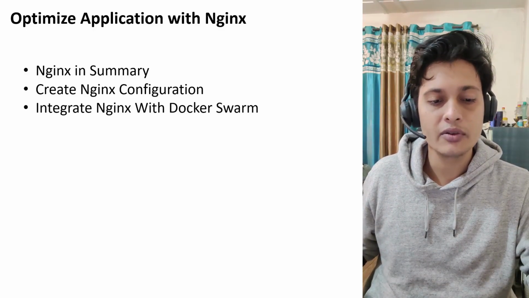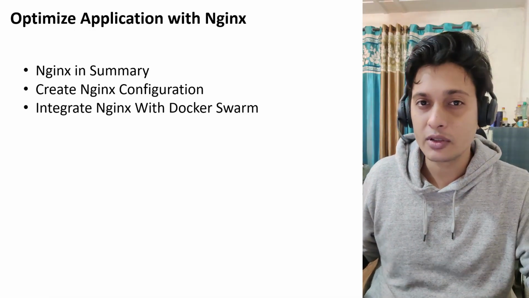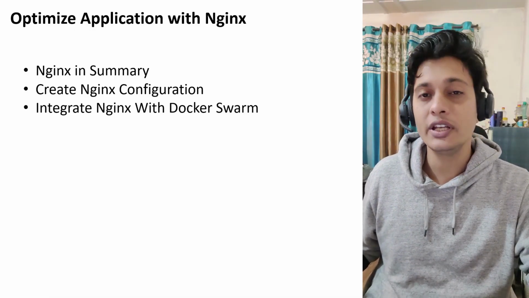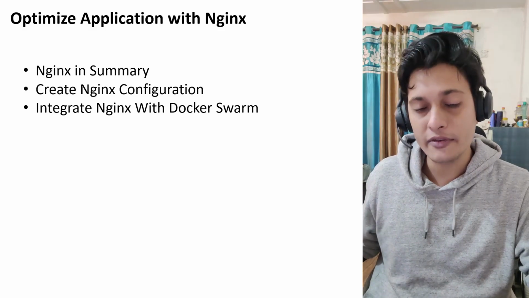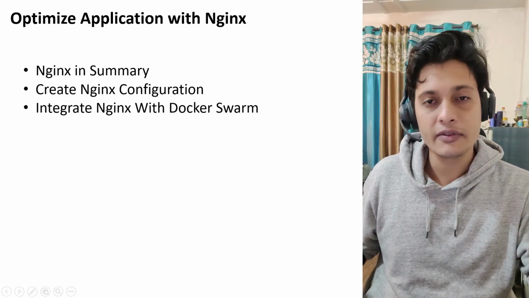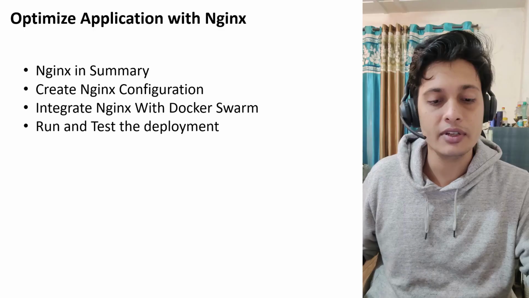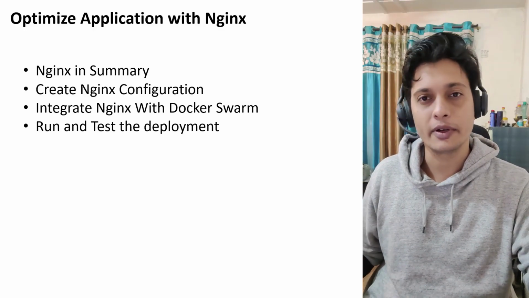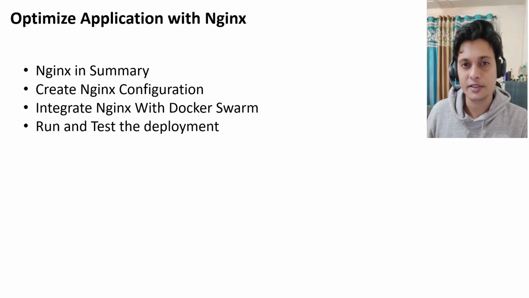We are just going to integrate the Nginx with our Docker Swarm. So first of all, we need to create one configuration, and then we also need to define this Nginx service into our Docker Swarm. So everything will work in a single sync with Docker Swarm, and then we are going to run and test the deployment. Okay, so it is a complete plan. Let's go for the Nginx summary.